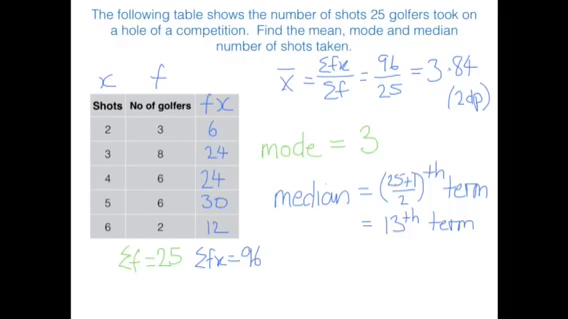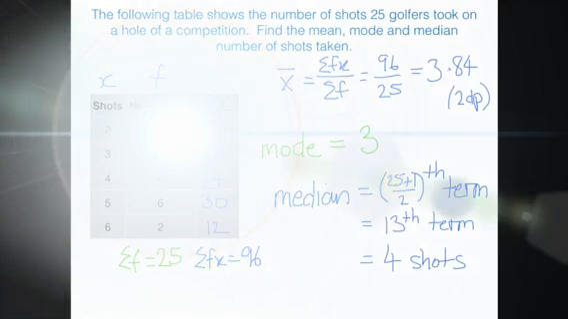Now we have to put them in order, but actually when we have a frequency table, the numbers are in order. There were 3 people that took 2 shots. There were 8 people that took 3 shots. And there were 6 people that took 4 shots, and so on. And so if I'm looking for the 13th person, it has to be in the third group, because 3 and 8 is 11. So there are 11 people in the first 2 groups. The 13th person must be in the third group. And the third group is 4 shots. So the median is 4 shots.